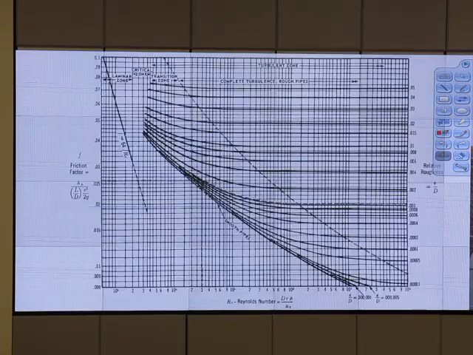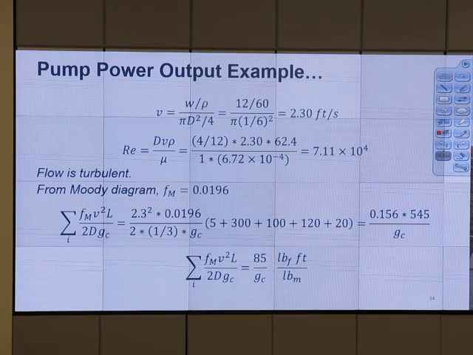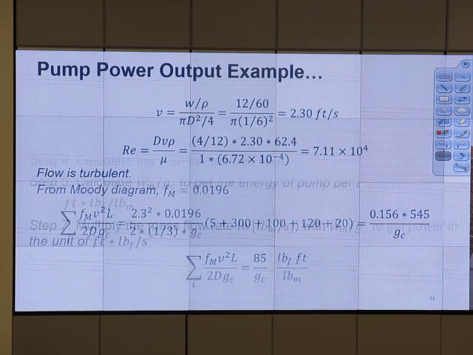If you use the Moody chart and you have 64, that's the Moody friction factor, okay? 64 over Reynolds number, that's the Moody friction factor. If it is 16, that is the Fanning friction factor. You're good? Okay. And how do we calculate pressure drop?